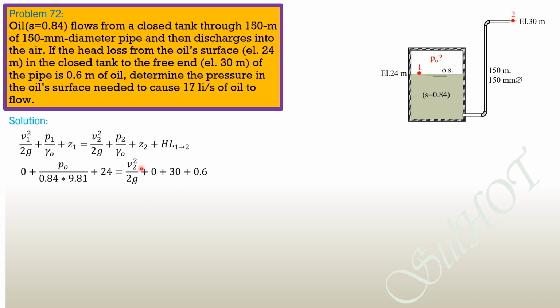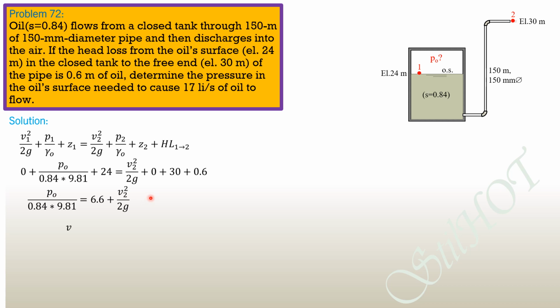So we can compute V sub 2 because the discharge is given. V sub 2 is equal to 4 times discharge over pi diameter square. So that is V sub 2. But before that, let's simplify this equation first. So we have PO over 0.84 times 9.81 equals 6.6 plus velocity head at point 2.